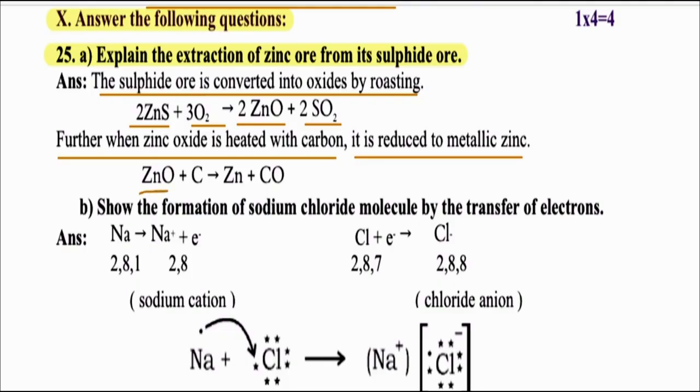See here, ZnO means zinc oxide, which is heated with carbon. It will then give us metallic zinc plus carbon monoxide. B. Show the formation of sodium chloride molecule by transfer of electrons.